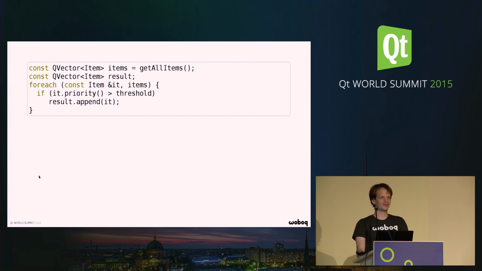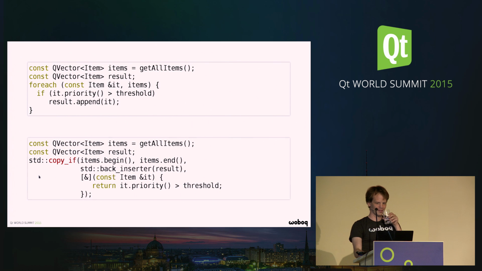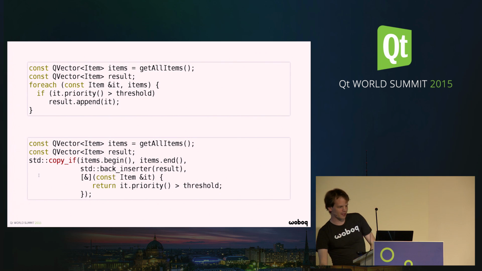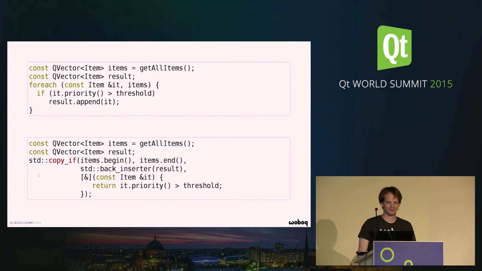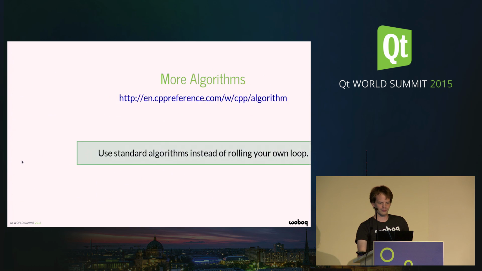What does this code do? Yes, copy if. So copy if works with an output iterator, and the way to insert things in a list or a vector this way is to use std back inserter. Again, it's a pattern, and there are many of them.